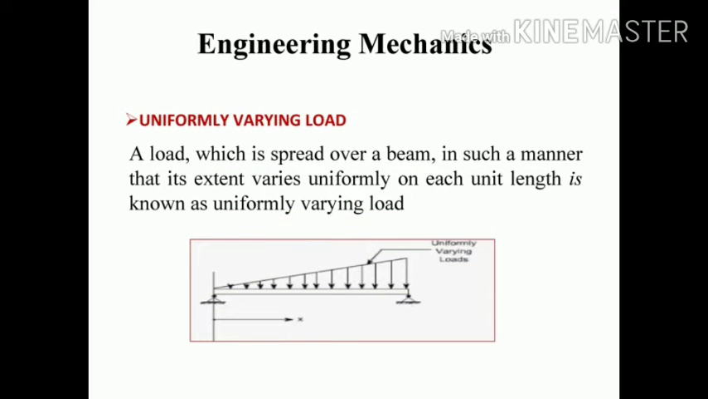Now the uniformly varying load. A uniformly varying load is a load which is spread over a beam in such a manner that the extent varies uniformly on each unit length. The load varies uniformly from one end to the other. It may be on a cantilever or on a simply supported beam. Here we can see a simply supported beam where the load varies uniformly from one end to the other. It is a uniformly varying load on a simply supported beam.